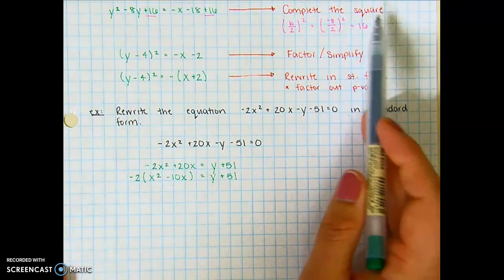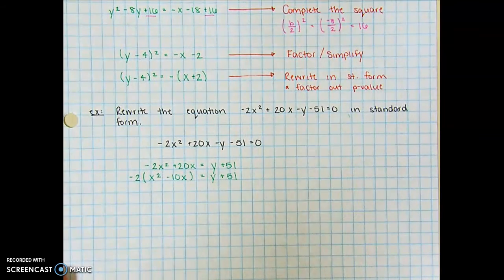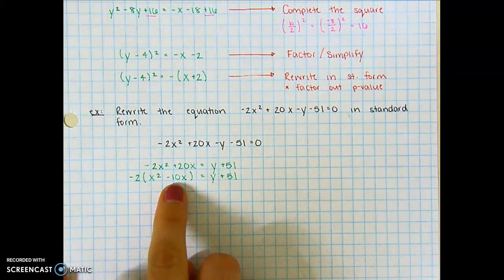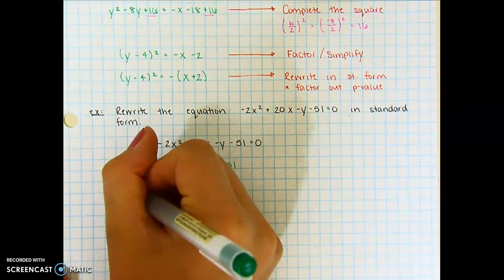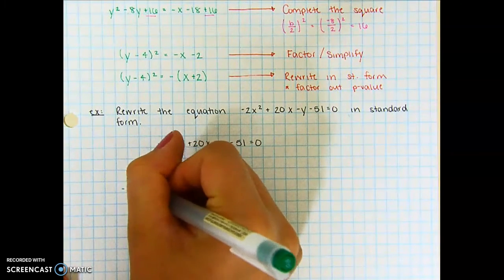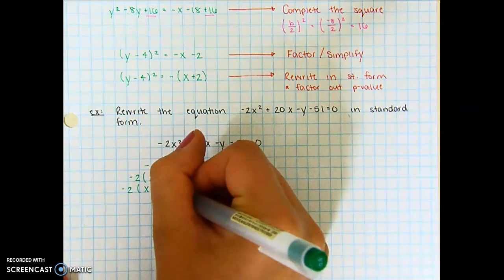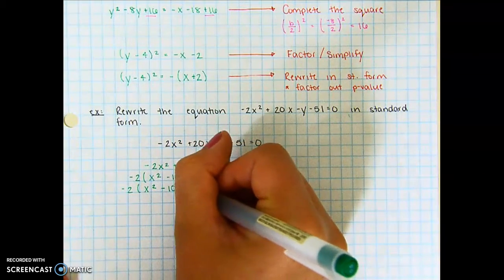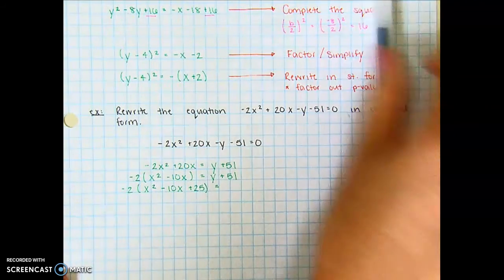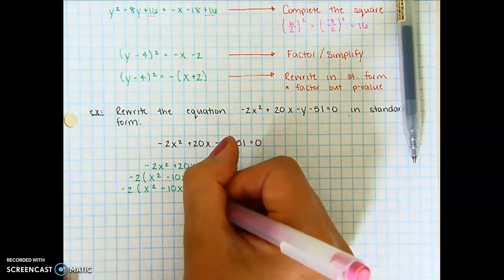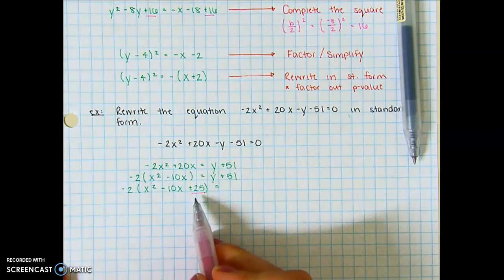Our next step is going to be to complete the square. Now this is going to be a little different, so pay very close attention. b divided by 2, so negative 10 divided by 2 is negative 5. And negative 5 squared is positive 25. So I'm going to just pause right there. So this is my completed square of 25.